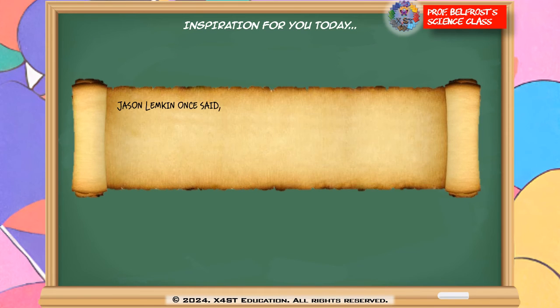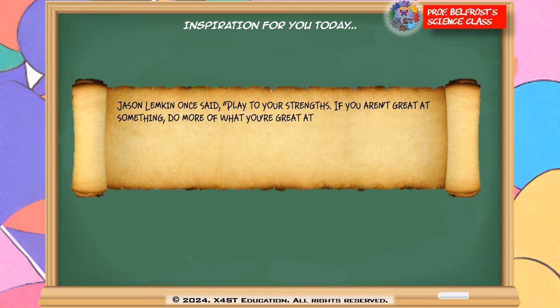We are done for today, and here's a little quote for you today. Jason Lemkin once said, "Play to your strengths. If you aren't great at something, do more of what you're great at." Okay, so it's only about our mindset.